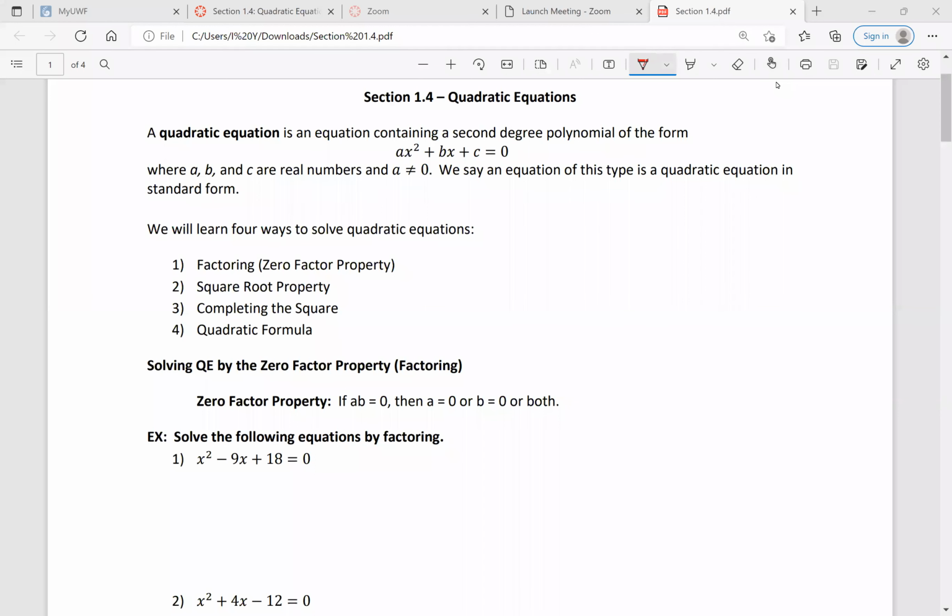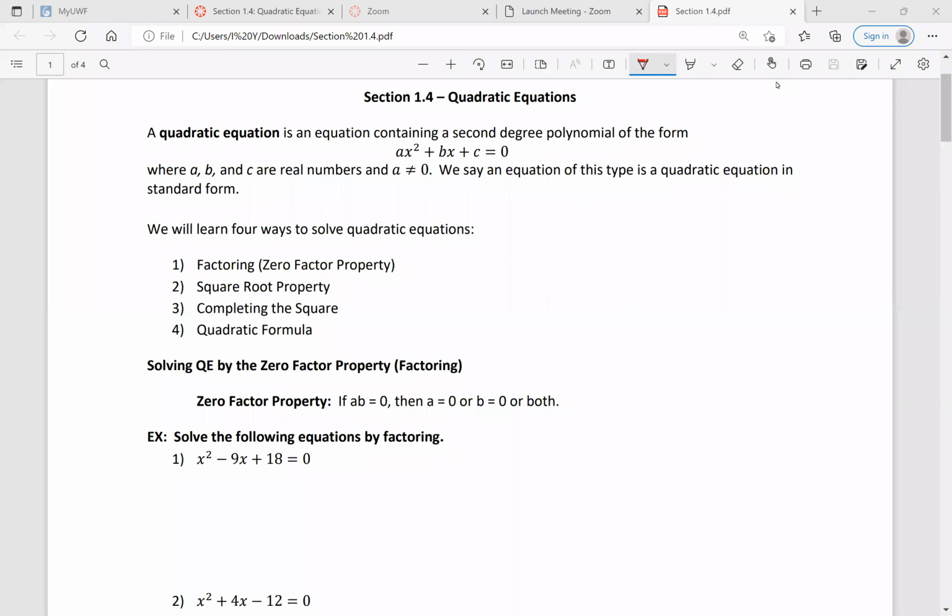Okay, today we're going to look at section 1.4 titled Quadratic Equations. I'll start out by defining a quadratic equation as an equation containing a second degree polynomial of the form ax squared plus bx plus c equals 0, where a, b, and c are real numbers and a does not equal 0. We say an equation of this type is a quadratic equation in standard form.